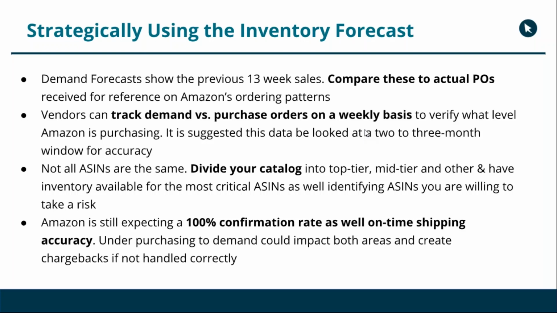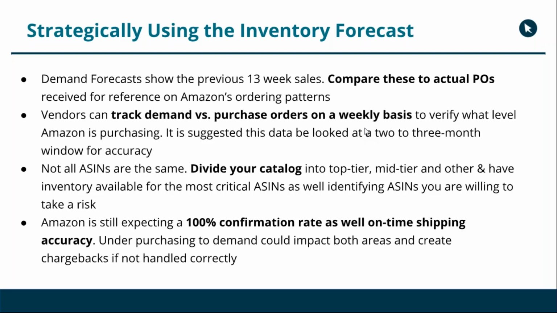Amazon does not do a good job about giving you data that tracks your purchase orders that you're getting versus what the demand forecast is. That's another component of learning how to use the forecast. Understanding that they may be telling you they have demand, but if they can source it from somewhere else, they will. If the price is different, if your product can go through a distributor as well as direct. So read the thing about the tracking the demand and purchase orders on a weekly basis to verify that Amazon's purchasing inventory. And regardless of what the demand forecast says, Amazon's expecting 100% confirmation of on-time shipping and accuracy.